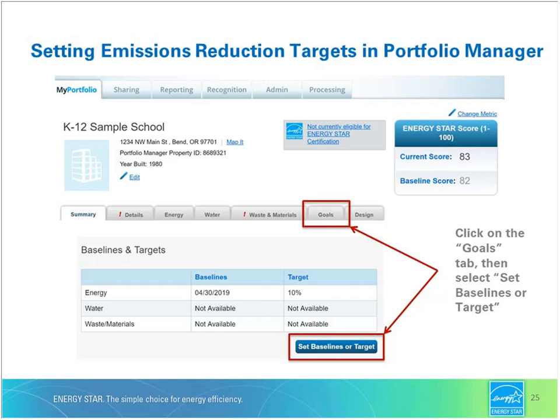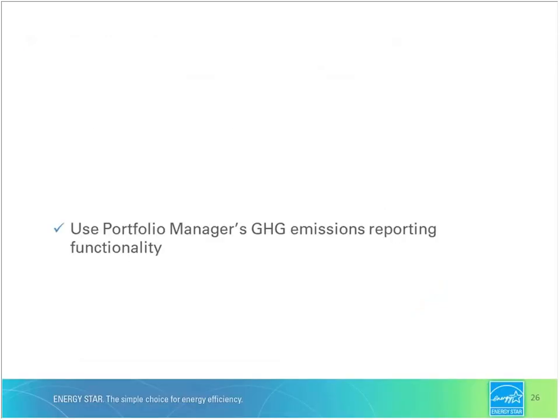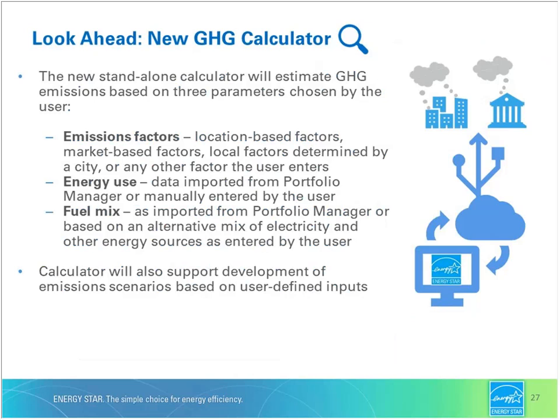One thing I will also note, and this is a great point to bring this up, is that EPA is soon going to be releasing a new calculator tool. It's going to be called the Building Emissions Calculator, and this is going to be a standalone tool that lives outside of Portfolio Manager, and it is going to calculate greenhouse gas emissions for specified properties in ways that go beyond what Portfolio Manager can currently do.